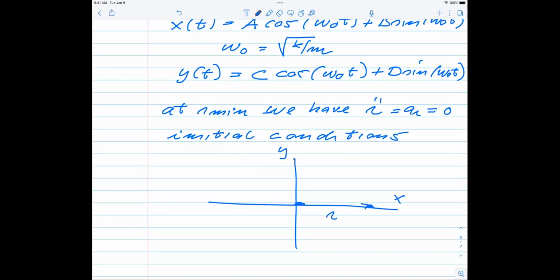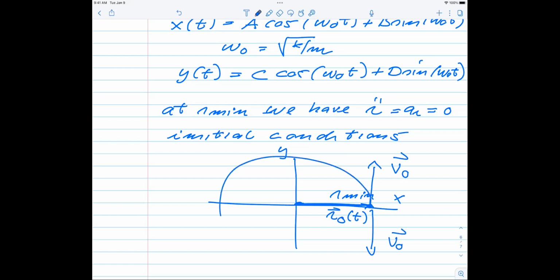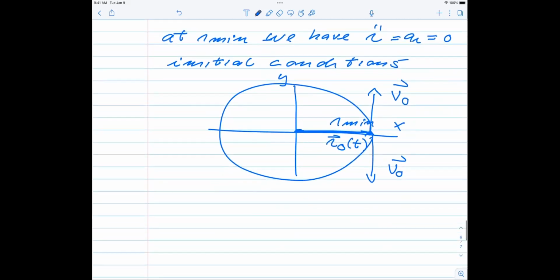So we have the r min. So we could think of an initial vector, r0 of t, which is now given by r min. So we have only the value in the x direction. And then we could now think of an initial velocity, which is perpendicular to that one. So we could think of a v0 in that direction, or a v0 in this other direction. So this is the initial condition which we could choose.